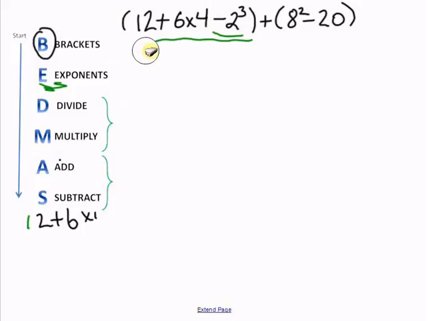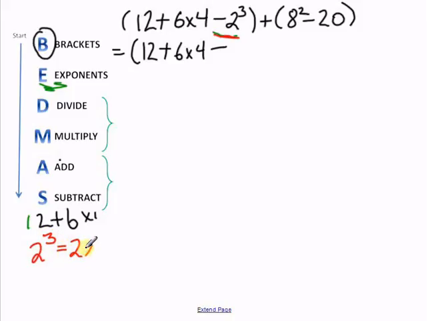So there's my logic behind doing the exponent first. Inside the brackets is some more order of operations, so I better do that first. So I'm going to keep everything else the way it was. 12 plus 6 times 4 minus 2 to the power of 3. I remember 2 to the power of 3 means 2 times itself 3 times. 2 times 2 is 4, times 2 again, that's 8. So 2 cubed is just 8.